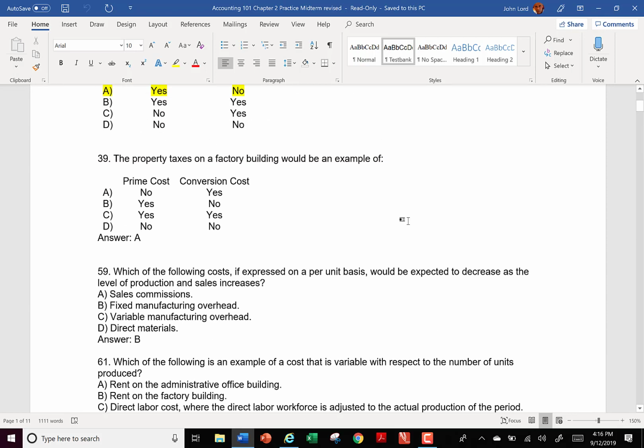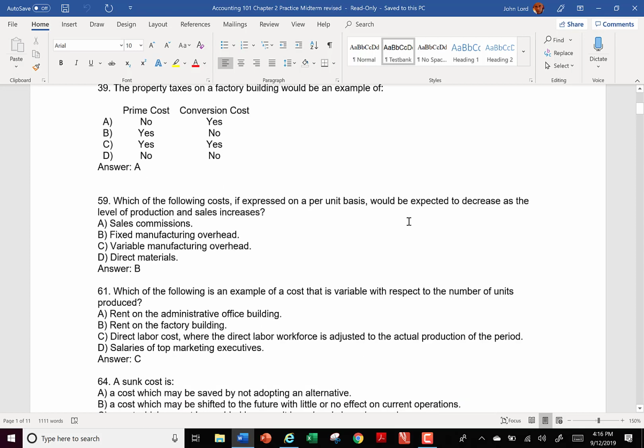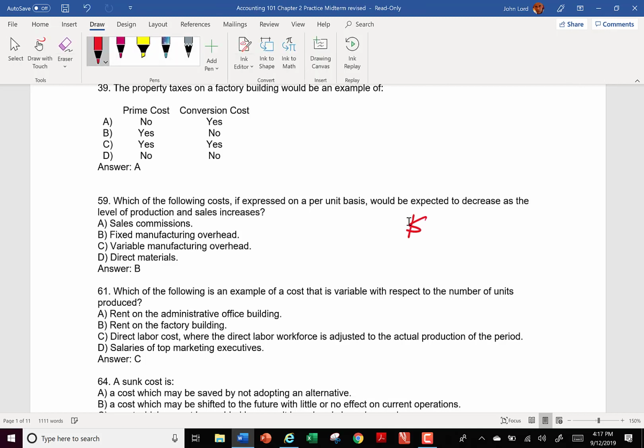Okay, so which one were we on? 59. Which of the following costs, if expressed on a per unit basis, would be expected to decrease as the level of production increases? Fixed costs, say, were 100,000. If we produce 1 unit, then our fixed cost per unit would be 100,000.